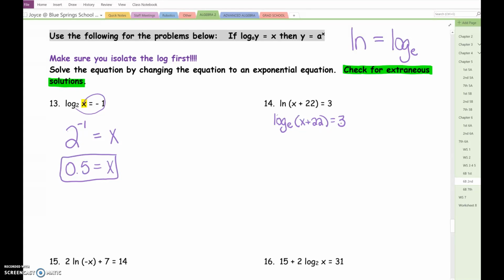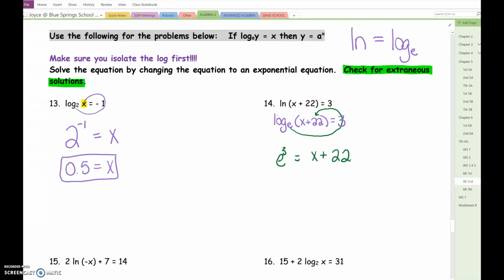Can we subtract 22 right now? No, 22 is stuck inside the log. X is stuck inside the log. We can't touch either of those until the log isn't there anymore. And the only way to make the log not be there anymore is to change forms. Start at your base. Woo! E to the 3rd equals x plus 22.